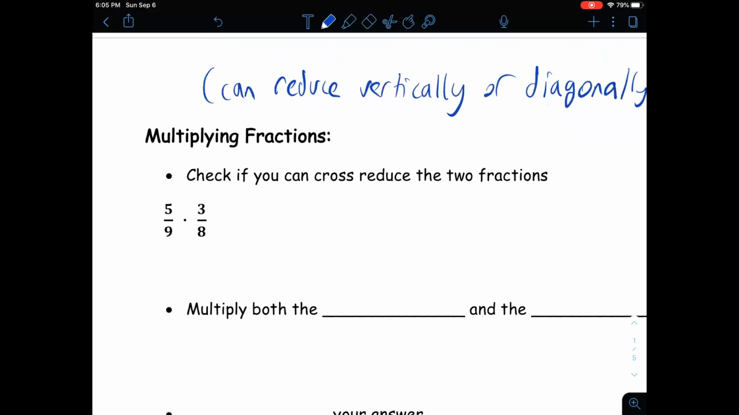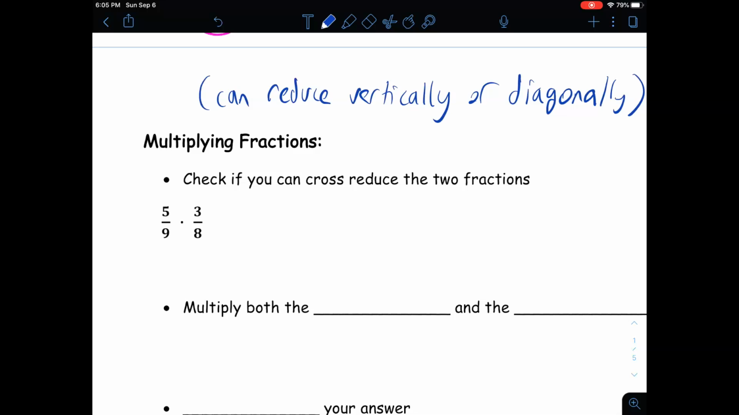So looking vertically at this first one, 5 ninths times 3 over 8. Is there a number that goes into 5 and 9 nicely? Let's see, 5, 10, nope. Is there a number that goes into 3 and 8 nicely? 3, 6, 9, nope. Those don't work. Let's go diagonally now. Is there a number that goes into 5 and 8 nicely or no? 5, 10, nope. What about 3 and 9? Is there a number that goes into 3 and 9 nicely? Yes, 3, 6, 9. 3 goes into both those numbers, right?